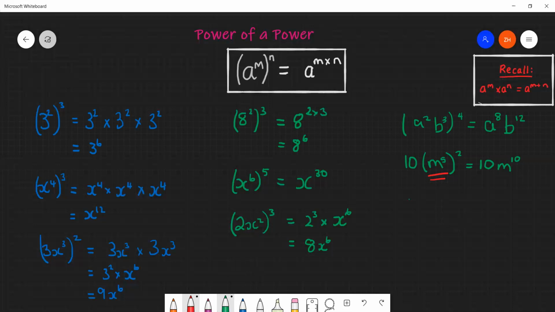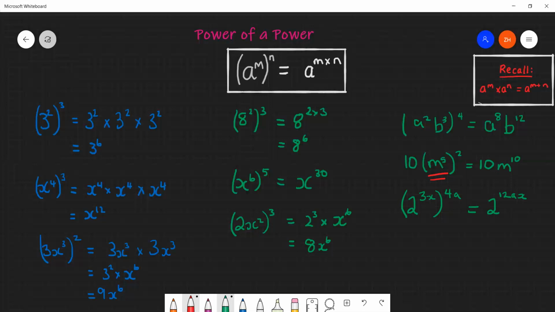Couple more examples. We have 2 to the power of 3x. So we now have a variable in the power, and that's all raised to the power of 4a. So we're going to keep the base as 2, and we're going to multiply the powers. So 3x times 4a is going to be 12ax, and I'm just writing those in alphabetical order.